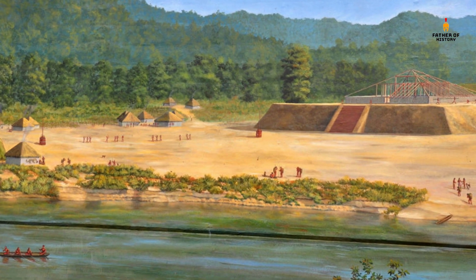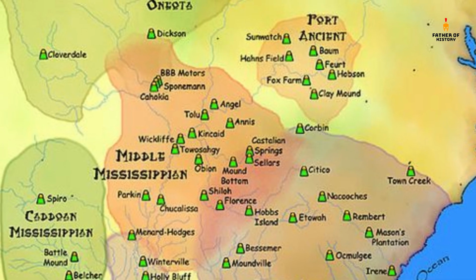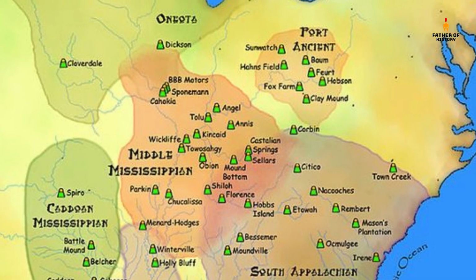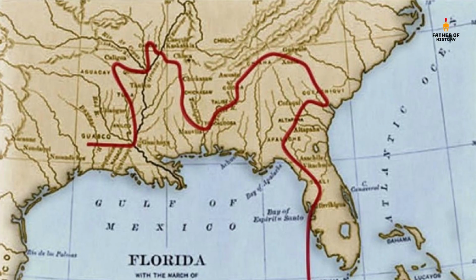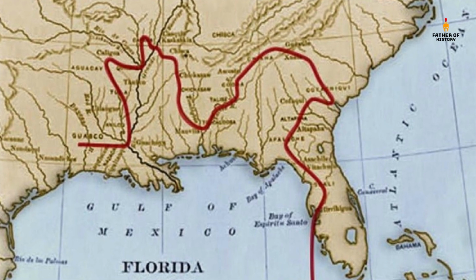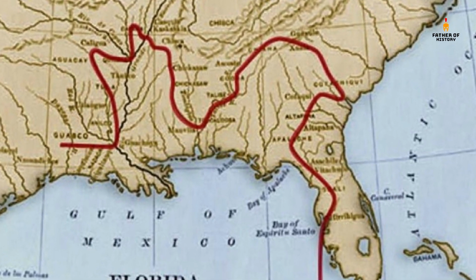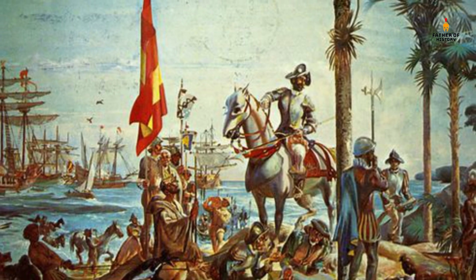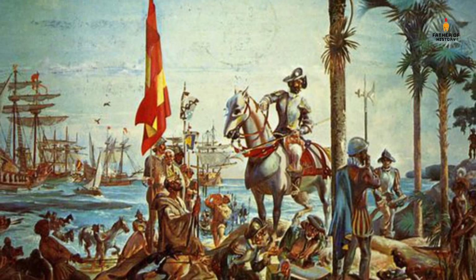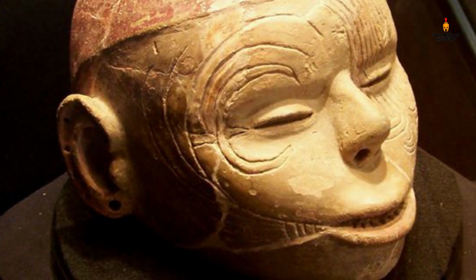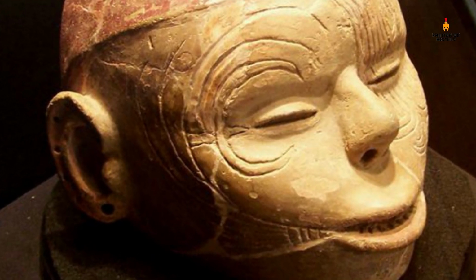De Soto landed in modern Florida in 1539 and set off west. He crossed south as far as East Texas. De Soto hoped to find gold and other wealth, as well as convert Native Americans to Christianity. Unfortunately for De Soto, he found no gold and ended up suffering a fatal fever in 1542.